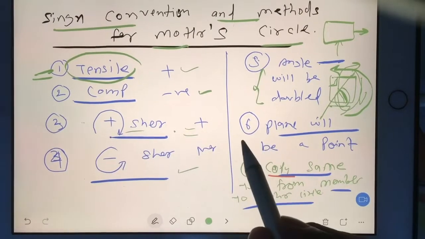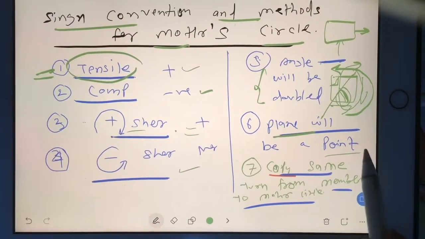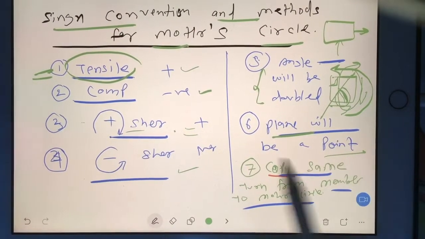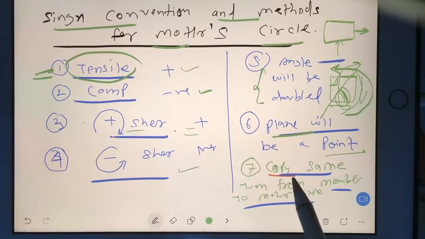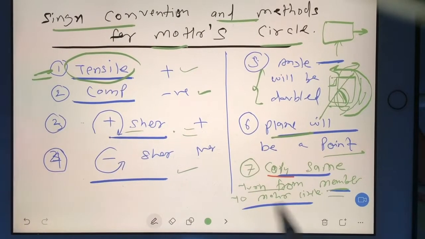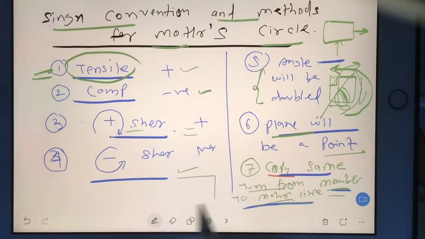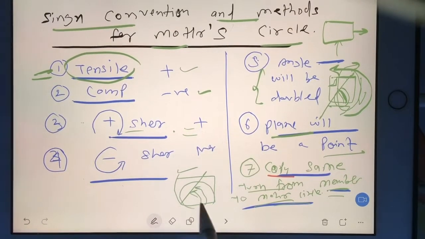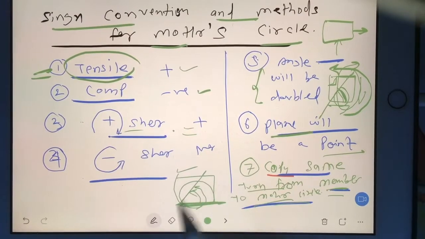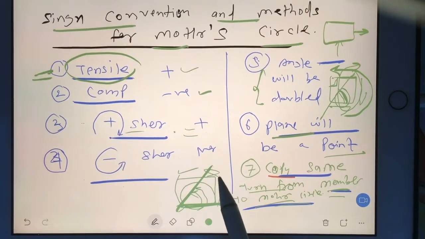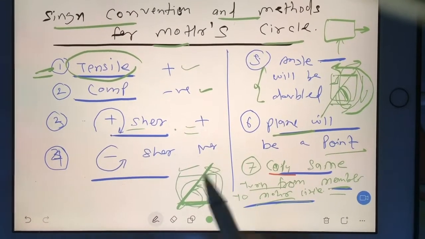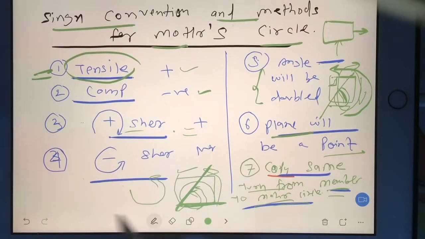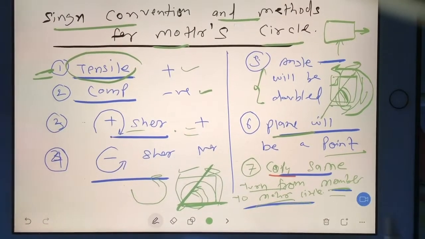These are smart tricks. A plane will be a point. That's all we have seen already. So copy the same turn from the member to Mohr circle. It means, in the member, if you are taking a turn like this, it means this is an anti-clockwise turn from this plane to this plane. In the same way you will draw in Mohr circle also, and you will walk on the circumference.